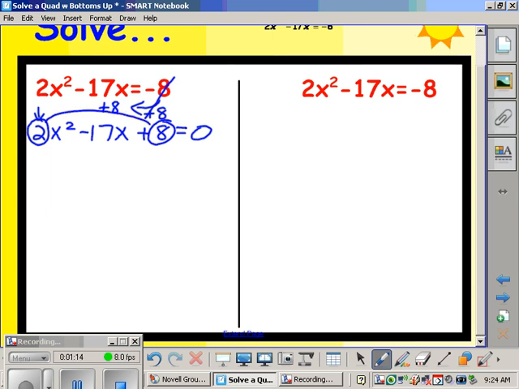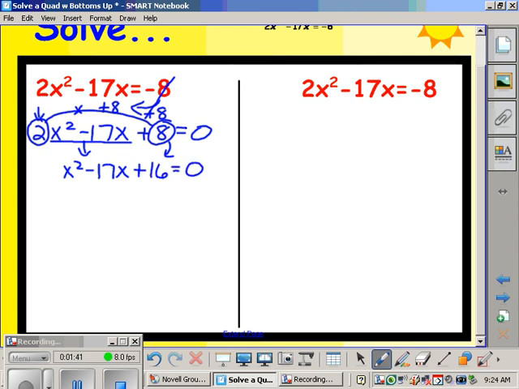We're going to draw a little arc between them, reminding us that we're going to be multiplying the 2 and the 8 together in just a moment. Then I will underline the x squared and the negative 17x. We're going to go ahead and drop that down. Then I will multiply the 2 and that 8 together and make that the c of my new quadratic equation.